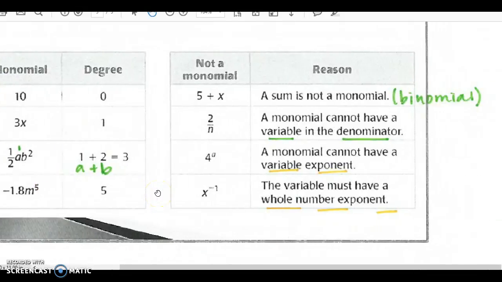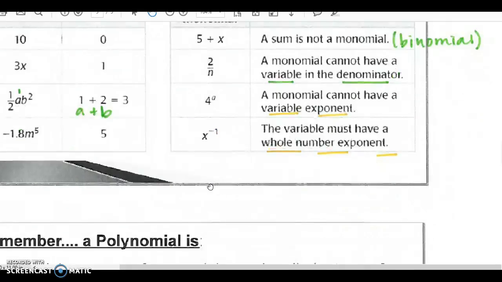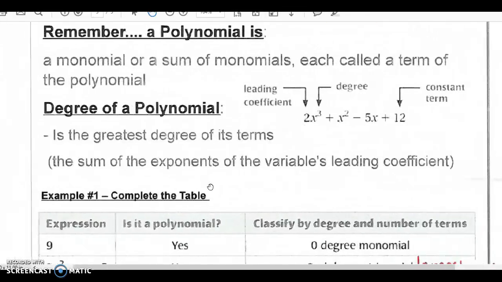Now, if you look over here on this side, these are not monomials. A sum is not a monomial. This is a binomial. There's 2 terms. This is not a polynomial at all because you can't divide by a variable. This is not a monomial because you can't have a variable exponent, and you cannot have negative exponents either. So those are all examples of not monomials.